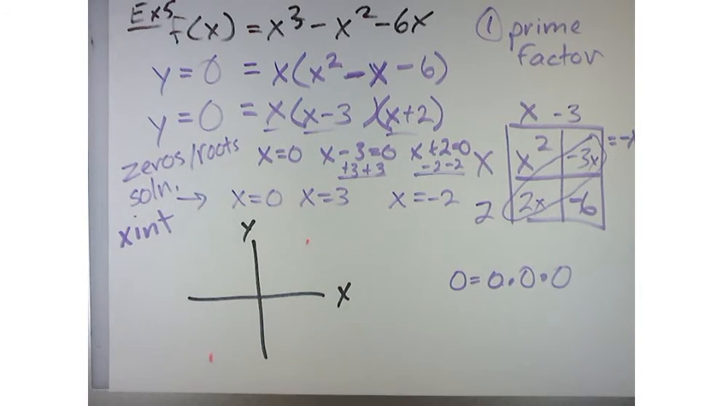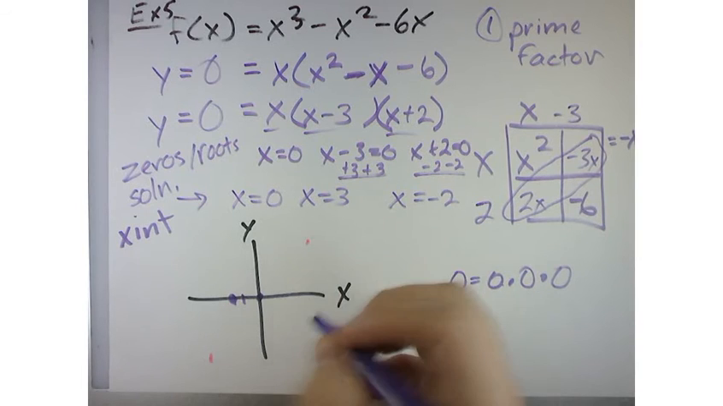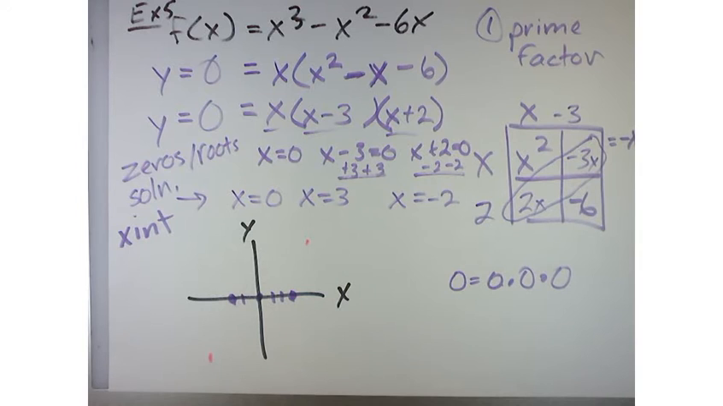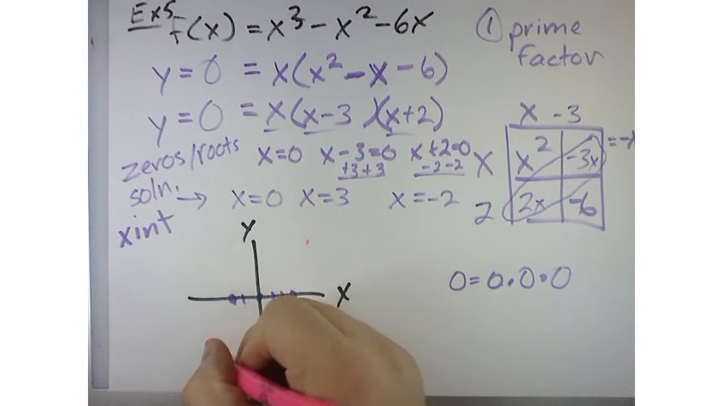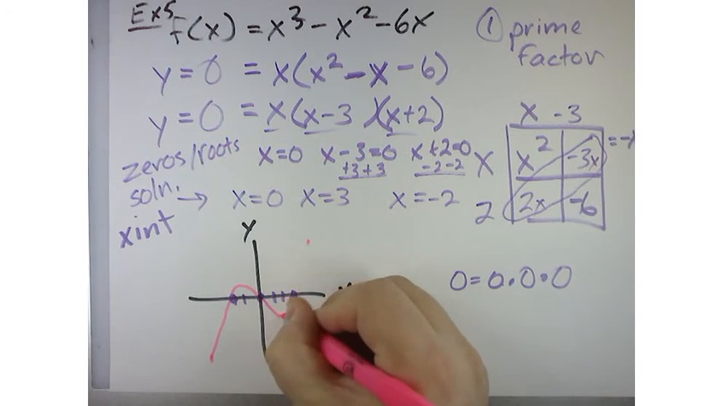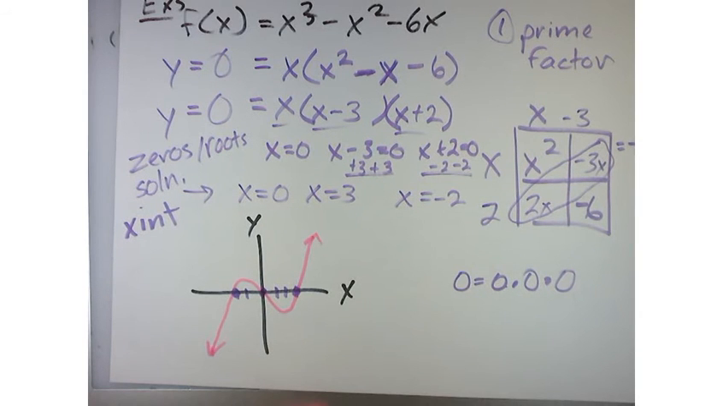Now, according to this, I'm supposed to have an x-intercept at x equals 0, at x equals -2 and at x equals 3. What's that graph supposed to look like? It's supposed to come in from here, go up a little bit, come down, go out like that. Is that right? Now how can I verify that?